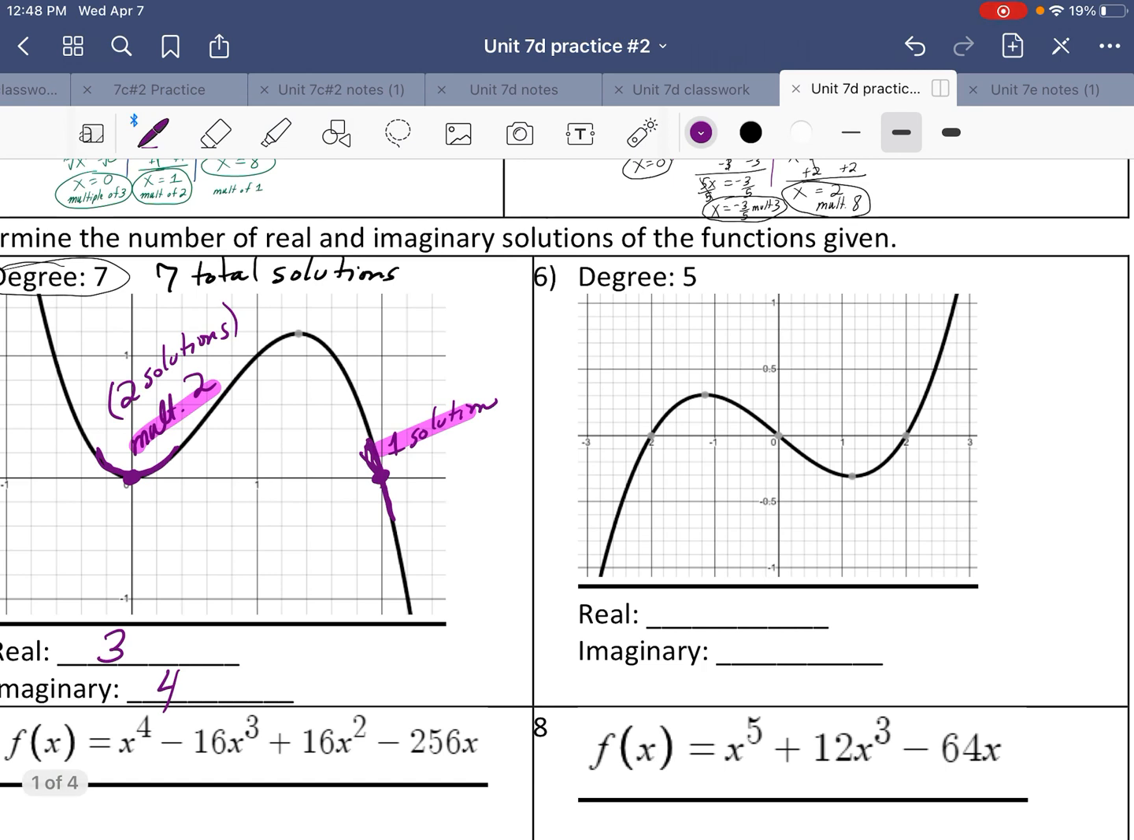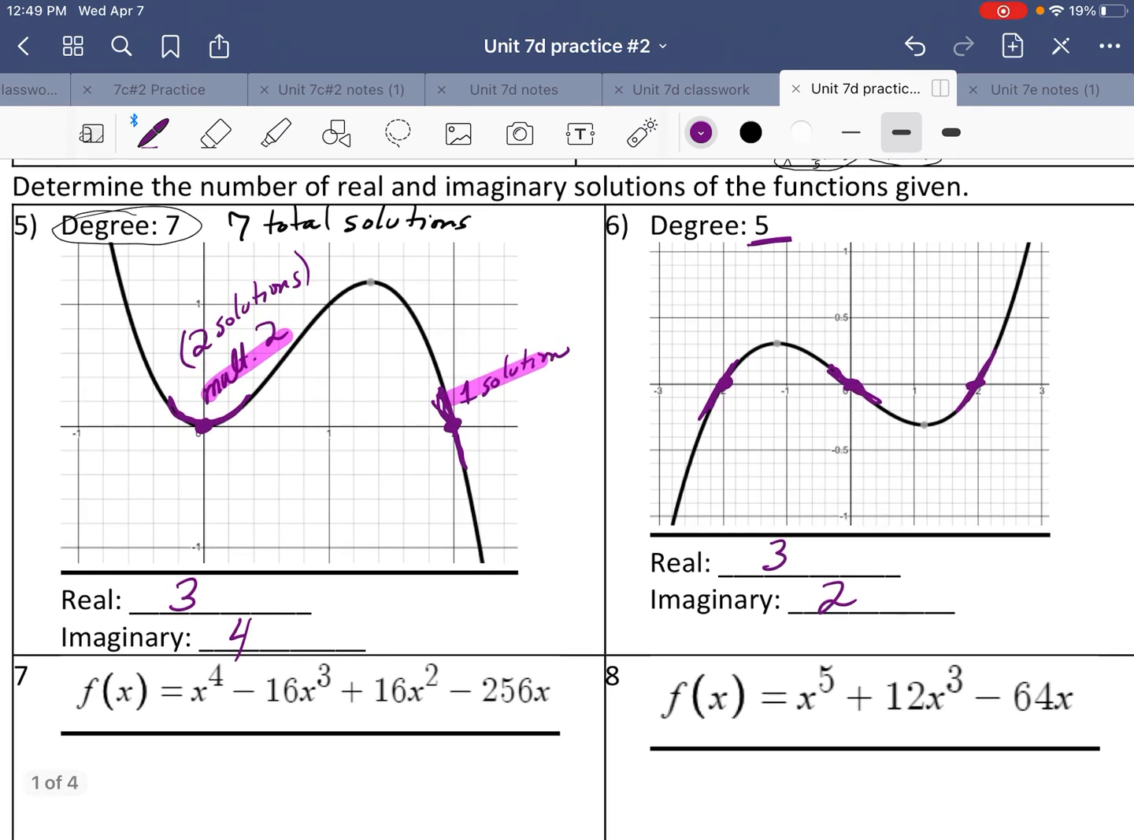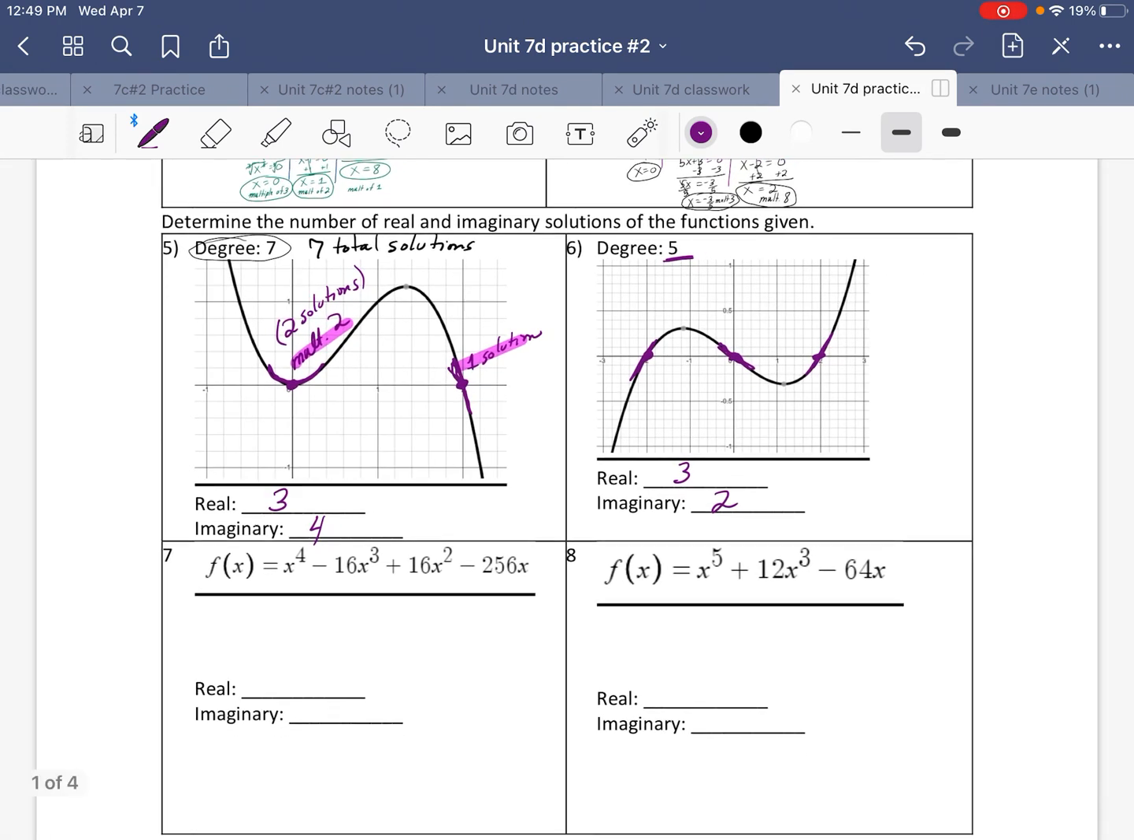On number 6, degree 5, so we have 5 total solutions. We have 1, 2, 3, all are linear. They go through the x-axis on a pretty linear line. So those are all 1 single solution, so there are 3 real. If there are 5 total, then there has to be 2 imaginary. Remember, imaginary always have to be in pairs. If there are imaginary solutions, it's 2, 4, 6, 8, 10. There's never an odd number.